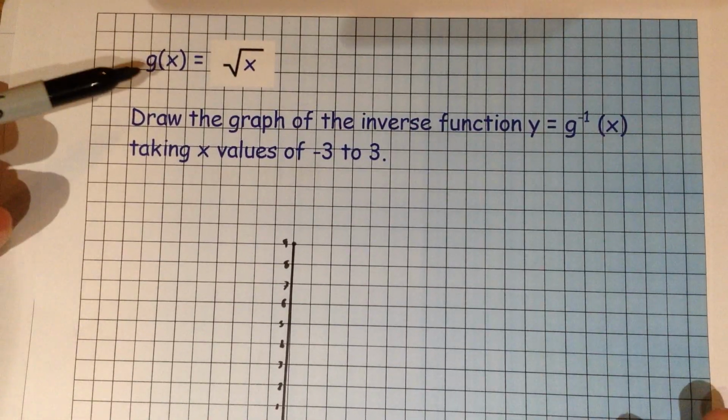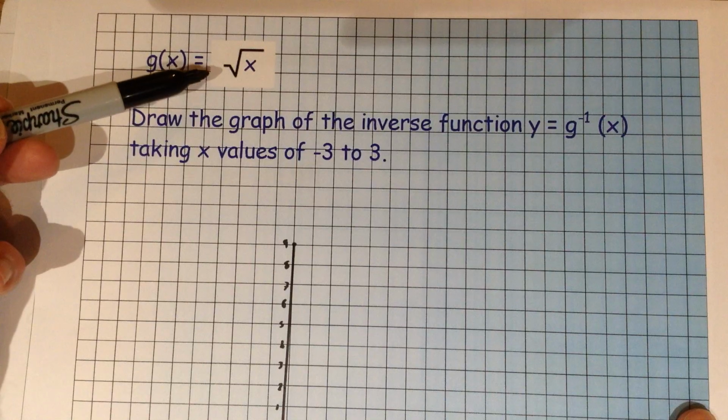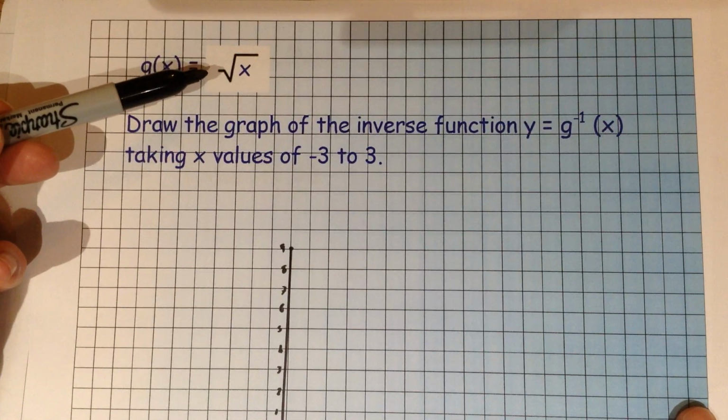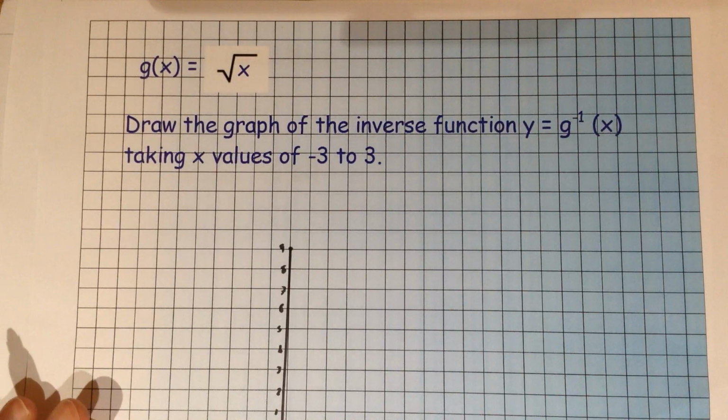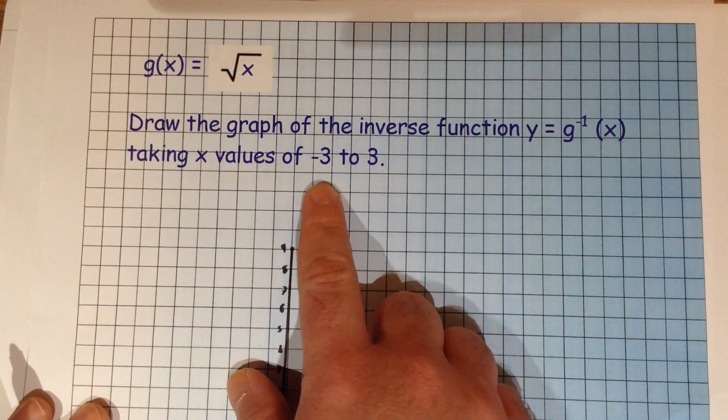So here we've got that g of x, this function, is the square root of x. The question wants us to draw the graph for the inverse function of this. So in other words, y equals g to the minus 1 of x. It wants us to do that for the values minus 3 up to 3.